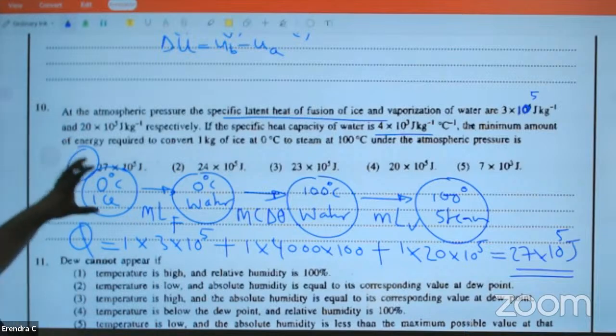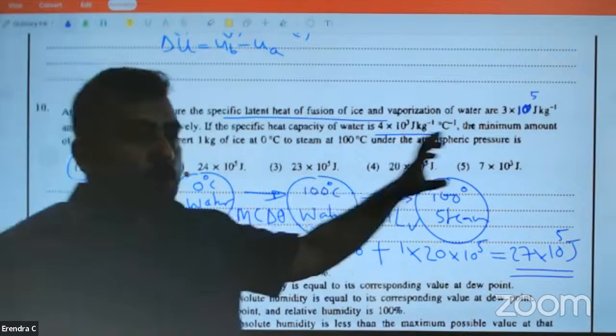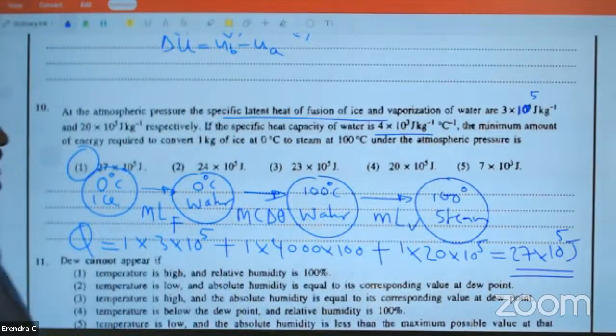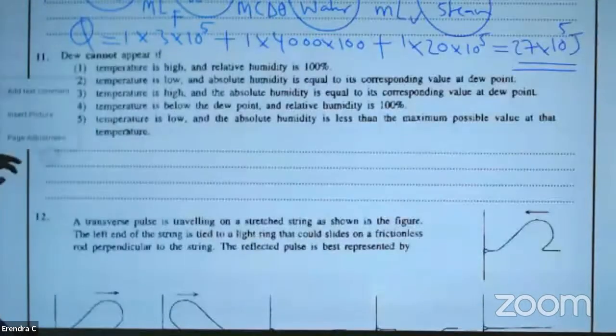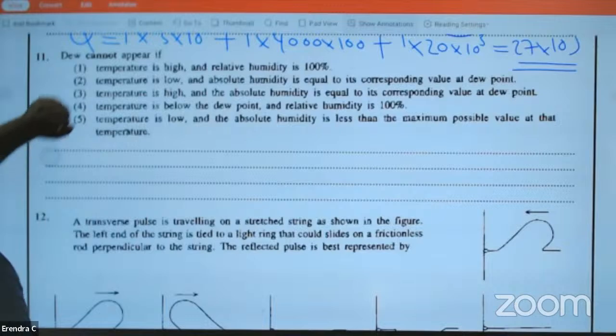Very simple work done. 0 degree ice to 100 degree steam.